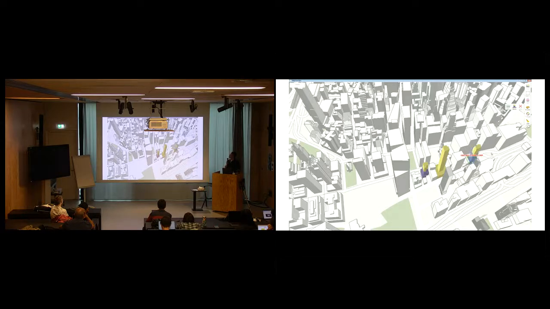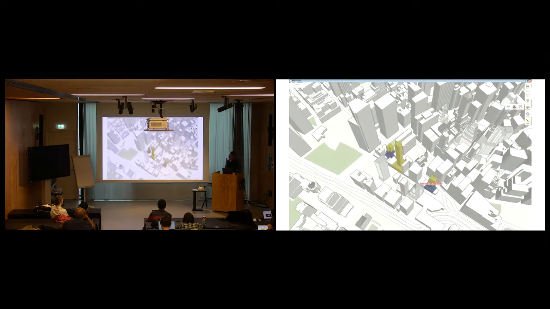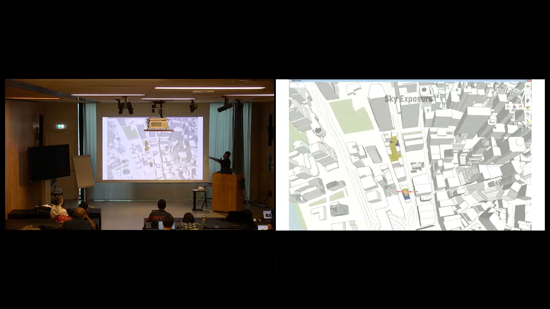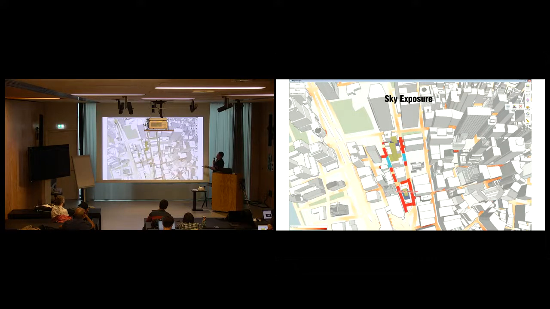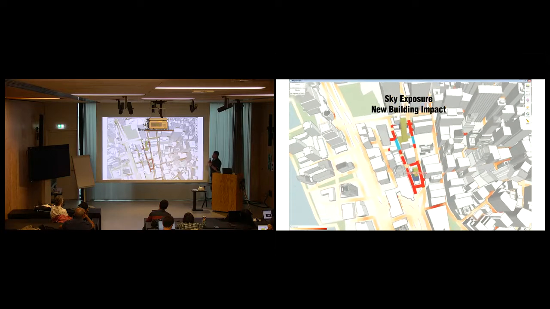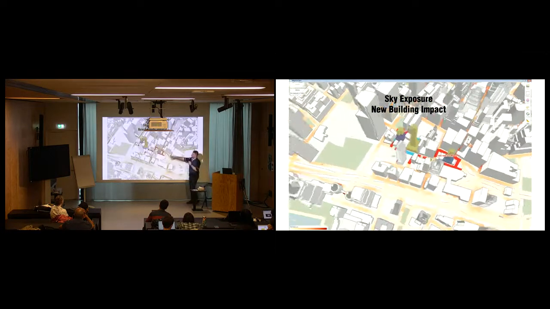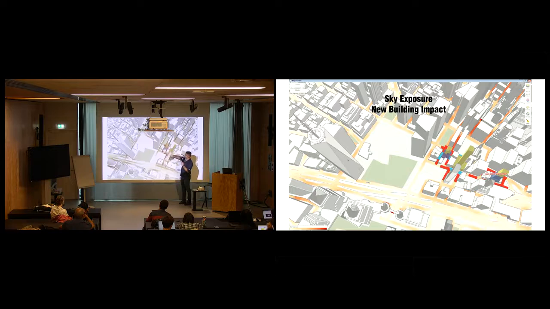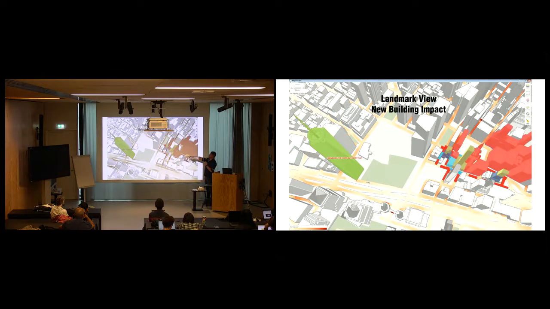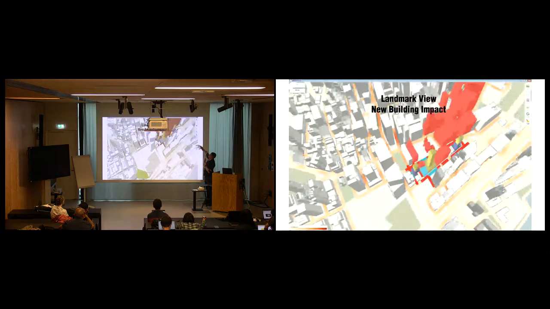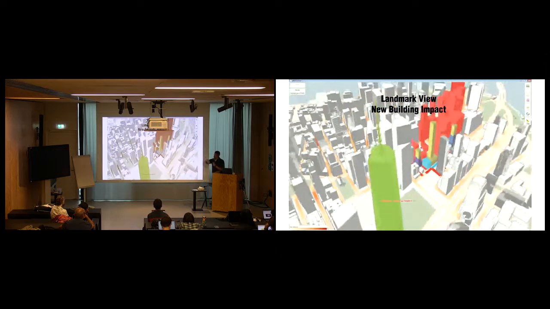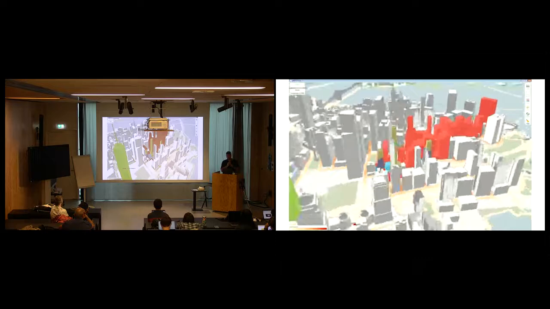So what we're going to see is that we're going to show you the sky exposure first, and then the state that it is right now, and compute the impact. So you're going to see the regions affected in red and blue for reduced, increased sky exposure. You could also mark the landmark there and see which buildings were affected by it, and all of these interactively using the system, right?